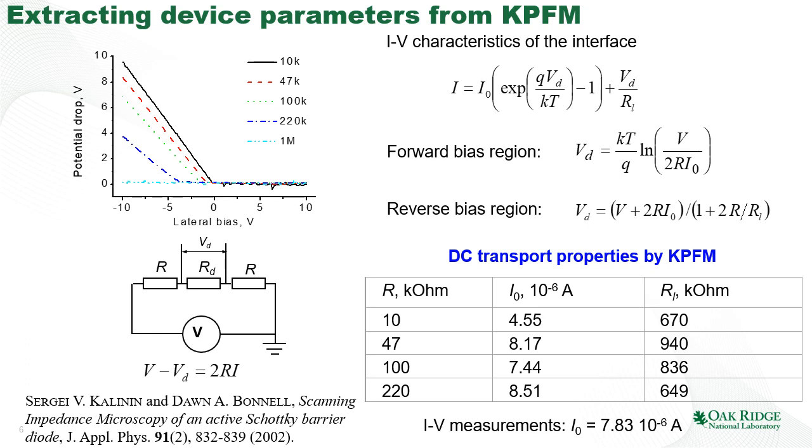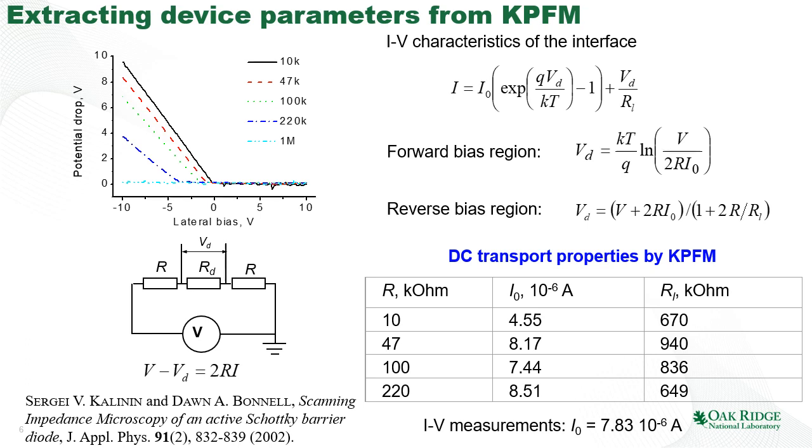Well, let's look at the classical equation that describes the IV characteristic of the diode. In this case, my current flowing through the diode is I0, the saturation current, times this exponential function, which is determined by the height of the potential barrier, plus a second term, which is the leakage resistance. So in the forward bias regime, for the positive voltages, my potential drop across the interface is actually very small. It's determined by kT over q, so this is just 27 millielectron volts, times the logarithm of V divided by 2R I0, so this is really a small number, especially for small R.